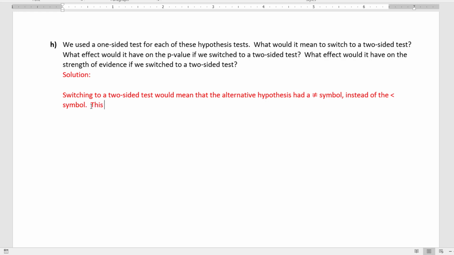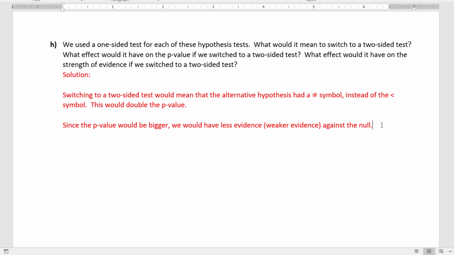So this would double the p-value, since you would be counting the same sample statistics that we did when we used a less than, and then we would add in the additional sample statistics on the opposite side of the null distribution. Since the p-value would be higher if we had double the sample statistics counted, that would mean we had less evidence against the null hypothesis. We'd have weaker evidence in support of the alternative hypothesis. In general, this is always true.